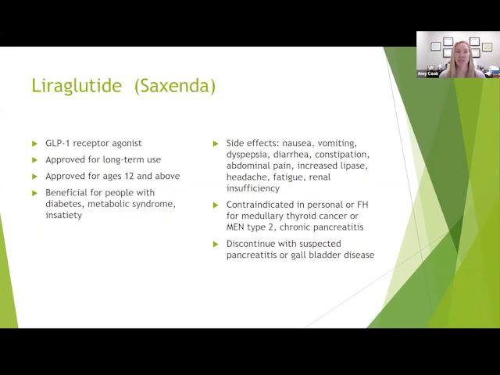Liraglutide or Saxenda. We're getting into the GLP-1 medications, which this one, most people may know it as the diabetes medication Victoza. So the GLP-1 receptor agonist, it's approved for long-term use, and this one is approved for ages 12 and above. This will be beneficial for use, obviously, in people who have diabetes, metabolic syndrome, or even people who feel like they have insatiety or can eat and never feel that fullness.